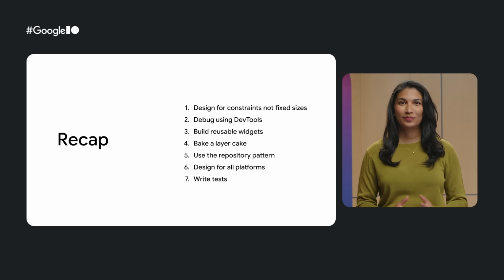So let's recap. We covered 7 techniques for writing really good Flutter code. Design for constraints, not fixed sizes. Debug using DevTools. Build reusable widgets. Bake a layer cake. Use the repository pattern. Design for all platforms. And write good tests.